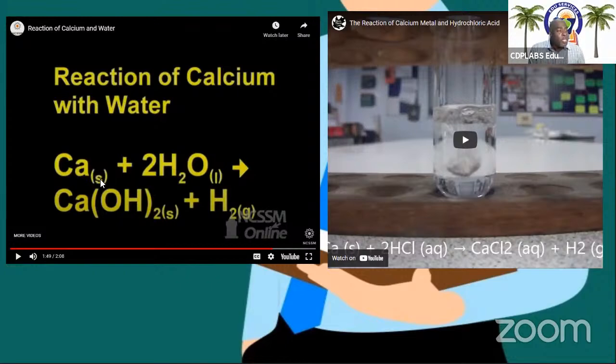So calcium is solid, water is liquid, and what was formed here is calcium hydroxide, and hydrogen gas. These are the products of the chemical reaction. So we have the reagents, and we have the products. The products were calcium hydroxide, which we tested using the indicator, and it turned from white to pink. And then you test for the hydrogen gas with a pop sound. All right. Good.